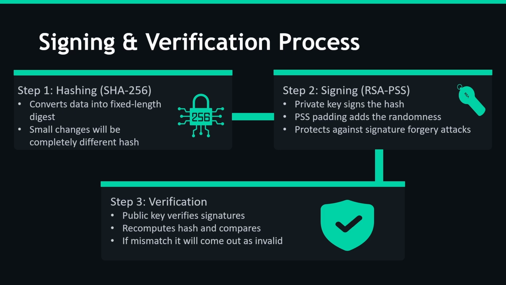And finally, for verification, the public key is used. The system recomputes the hash of the data and uses the public key to verify the signature. If verification is successful, the data is valid and unchanged. If it fails, the signature will be rejected.